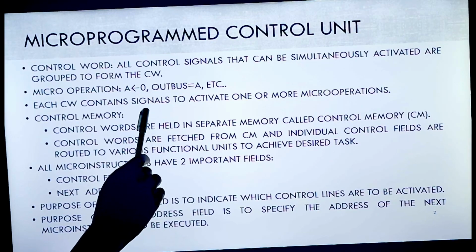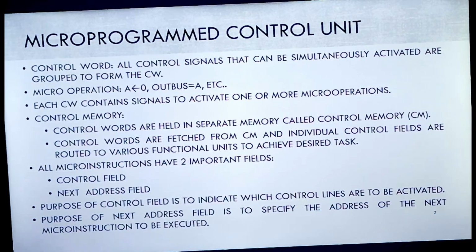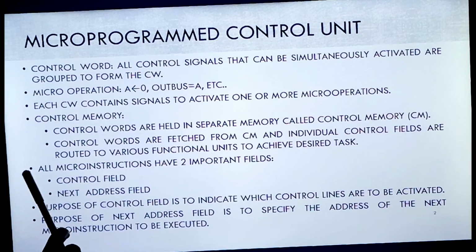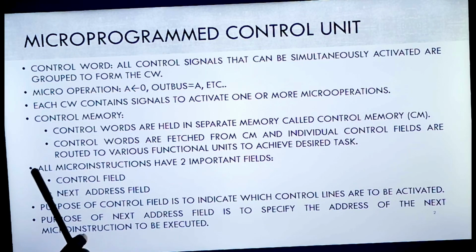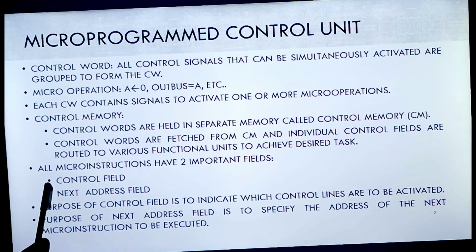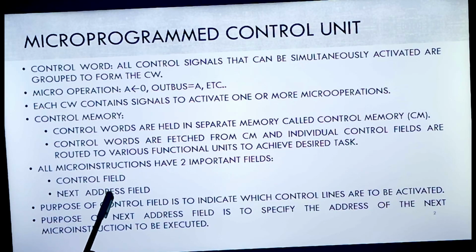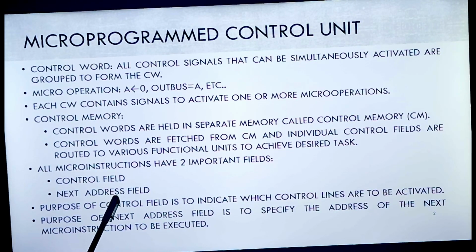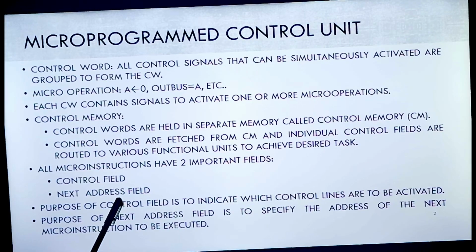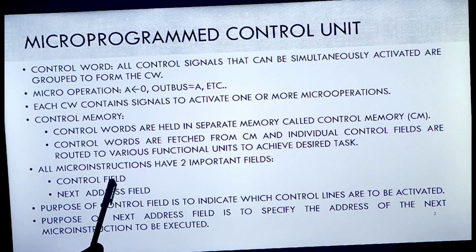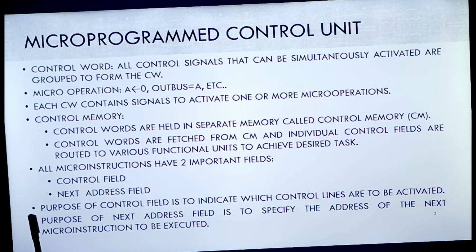Remember, whenever you are writing micro instructions, you will have two major fields. What are those? Number one, the control field. This control field is nothing but the set of all control signals. When you need the control signals, you will store them here in the control field. This will deal with all the control signals. And the next field is the next address field.